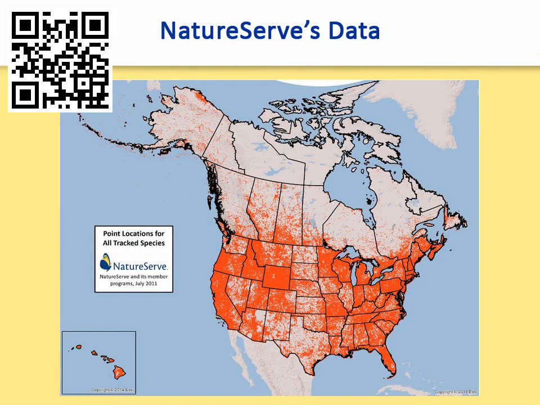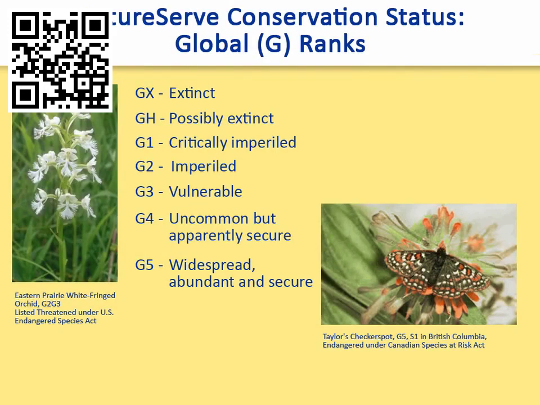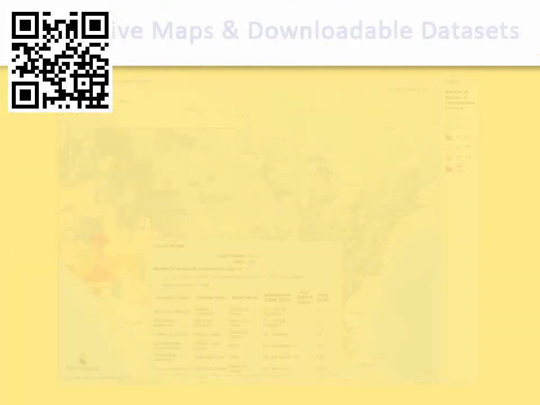One result of this is that the NatureServe network maintains a database with almost 1 million mapped locations of at-risk species. Data from across the network is aggregated and analyzed with other expert input to determine the level of imperilment. We use a 1 to 5 scale, with 1 being critically imperiled and 5 being widespread, abundant, and secure. The level of imperilment is assessed for species and ecosystems at global and subnational scales. This slide is showing the Global Status Assessment Ranks, or G ranks. This ranking process will be covered in more detail in the next segment of our training.